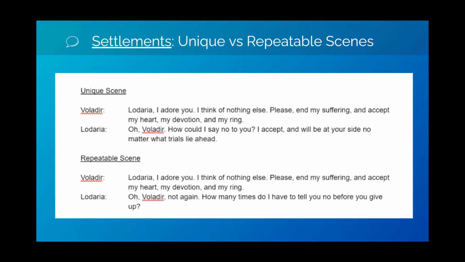This indicates that he's done this before and he's going to do this again. No state change has occurred. They're still not engaged. He's just trying and she's saying no. So that can happen multiple times. He can try again. Repeatable scenes have to keep the same state of being. Otherwise, you're viewing major life events that wouldn't happen over and over.